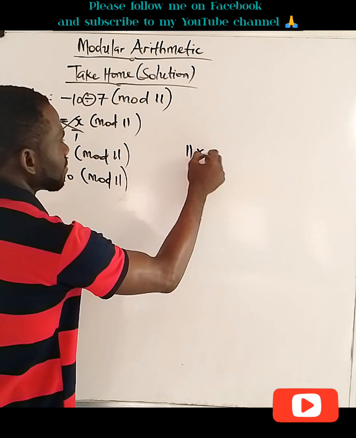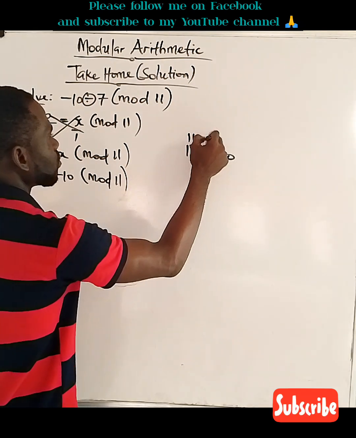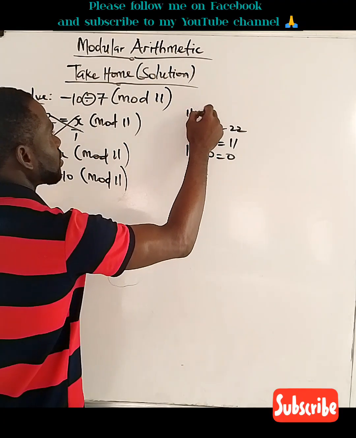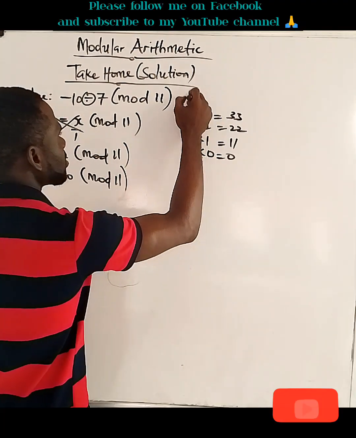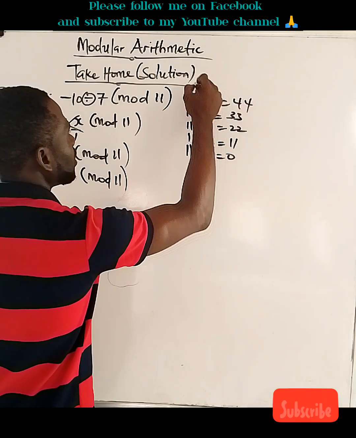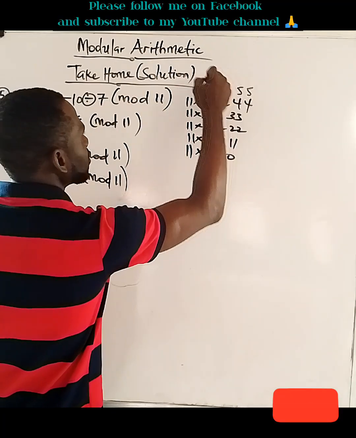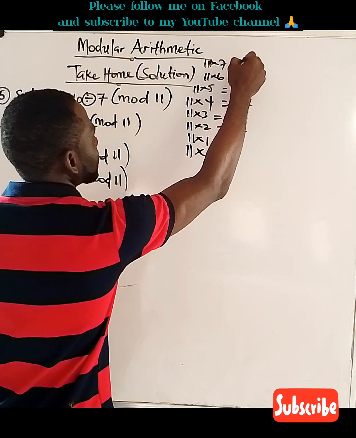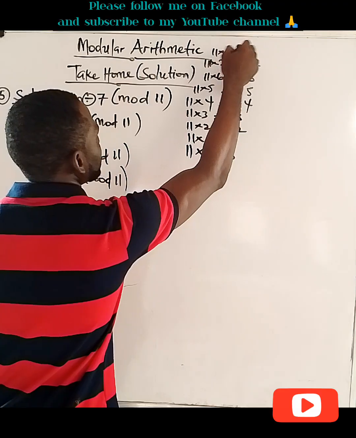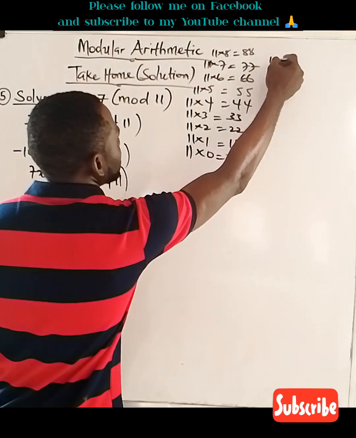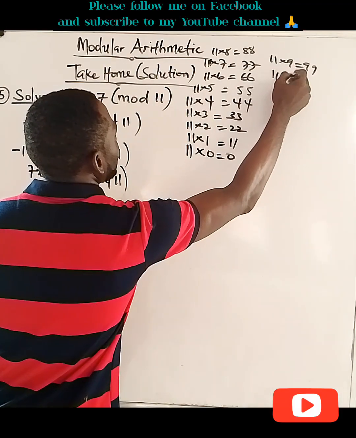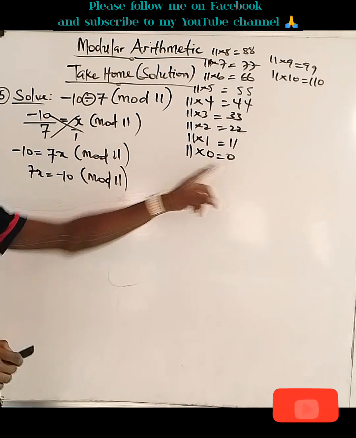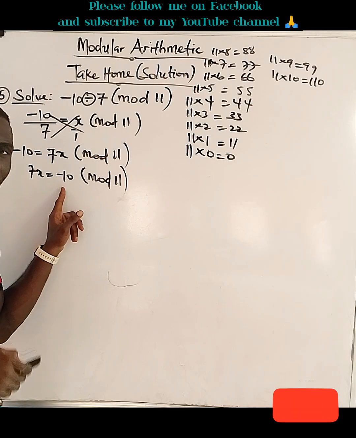That's going to be 11 times 0, 0; 11 times 1, 11; 11 times 2 gives us 22; times 3 gives us 33; times 4 gives us 44; 11 times 5 gives us 55; 11 times 6 gives us 66; 11 times 7 gives us 77; 11 times 8 gives us 88; 11 times 9, 99; 11 times 10 is 110. Let's stop here. Now look at the first: 0 plus minus 10 gives us minus 10.